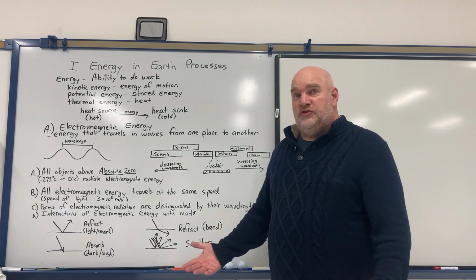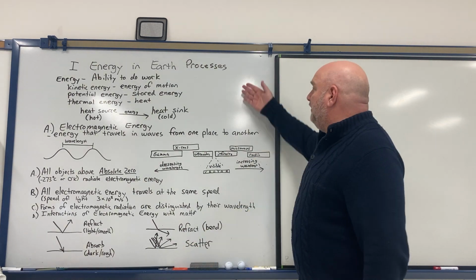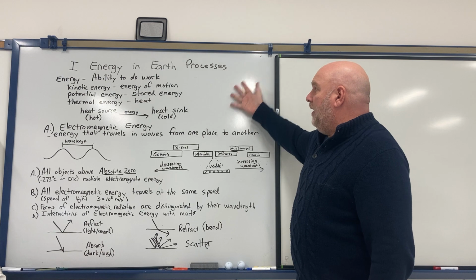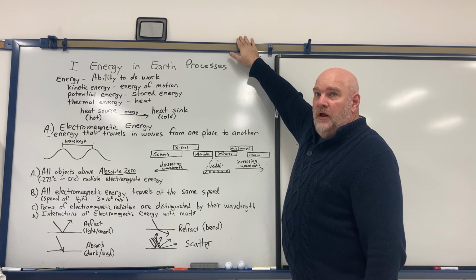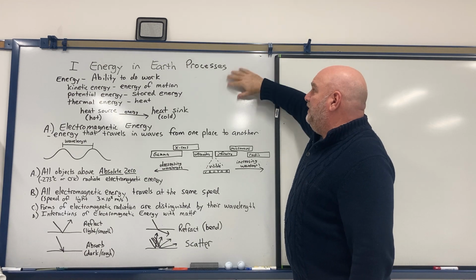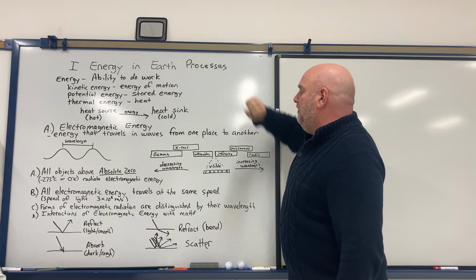Like in this room right now, probably the best reflector is this whiteboard, because it's white in color and it's smooth. Now the wall's white in color too, but it has a rougher texture to it. So this would be a better reflector than that would be right there.